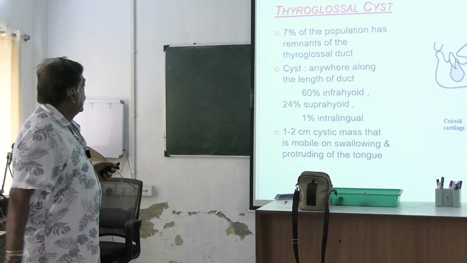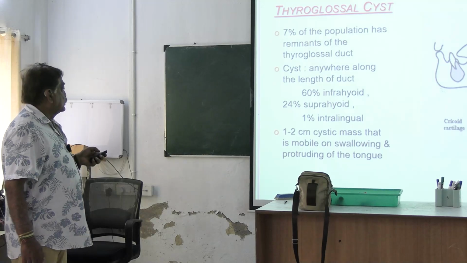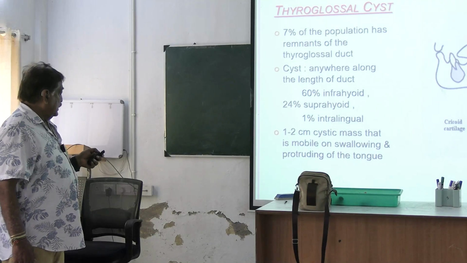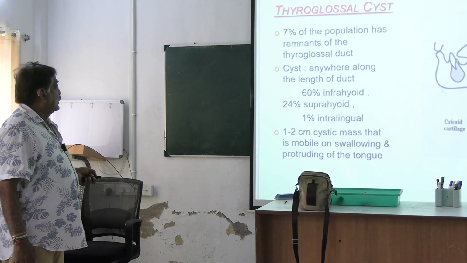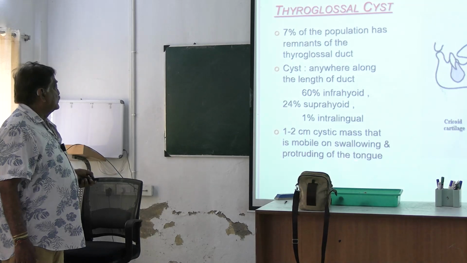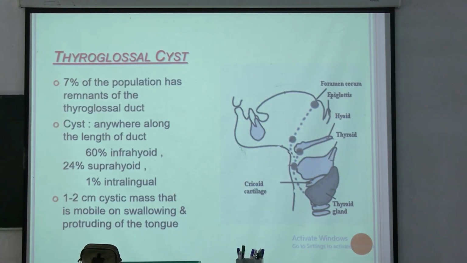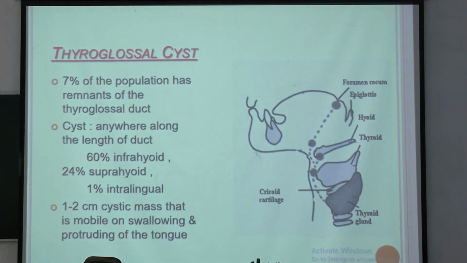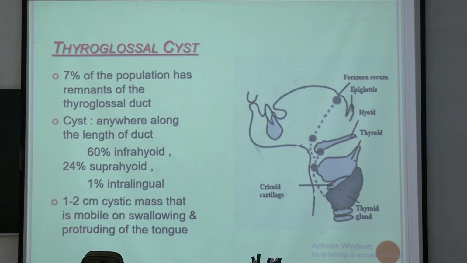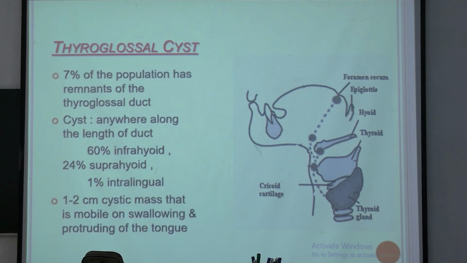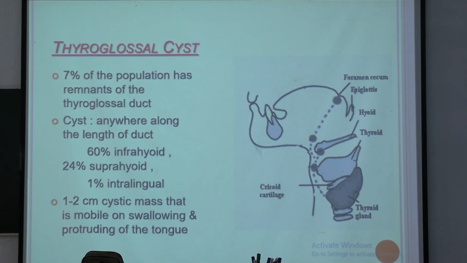1 to 2 centimeter cystic mass is mobile on swallowing and protruding of the tongue. I told you when you just deglutate, the swelling goes round like a marble, a cystic swelling. Okay? And you protrude the tongue like this. Okay?